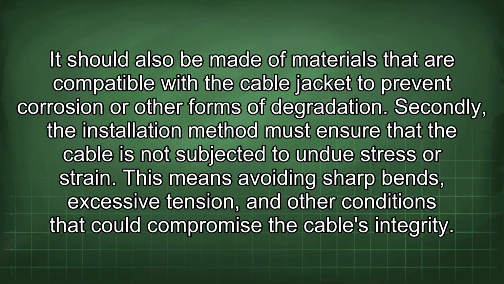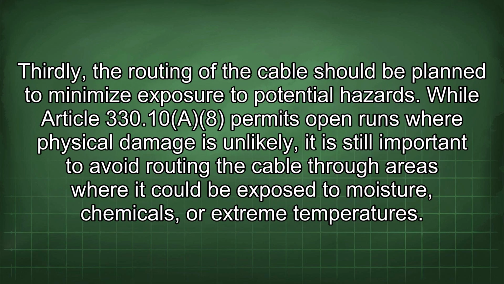Secondly, the installation method must ensure that the cable is not subjected to undue stress or strain. This means avoiding sharp bends, excessive tension, and other conditions that could compromise the cable's integrity. Thirdly, the routing of the cable should be planned to minimize exposure to potential hazards. While Article 330.10E8 permits open runs where physical damage is unlikely, it is still important to avoid routing the cable through areas where it could be exposed to moisture, chemicals, or extreme temperatures.